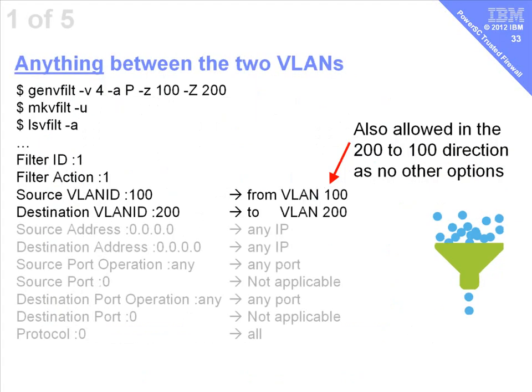First one then is allowing anything between two VLANs. Now this doesn't actually make much sense. It means pretty low security. In fact, anything can go on between these two VLANs. It's more like what I would call a bridge operation. In fact, we don't even need two VLANs.